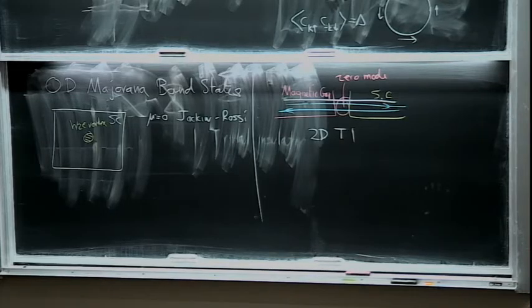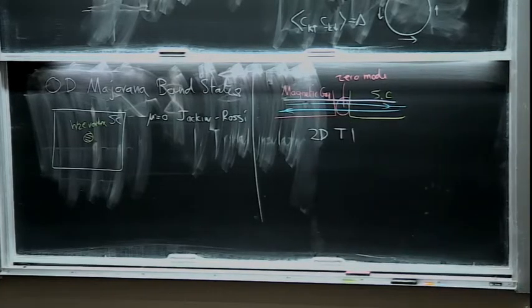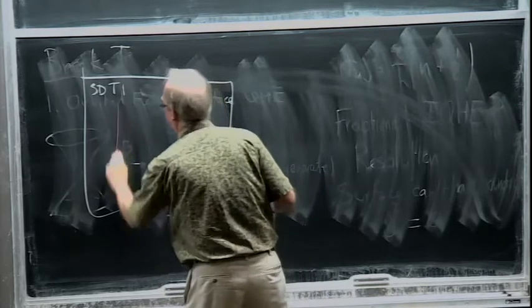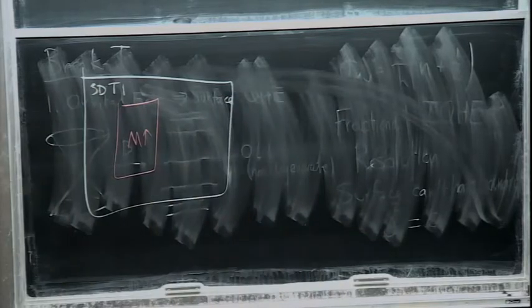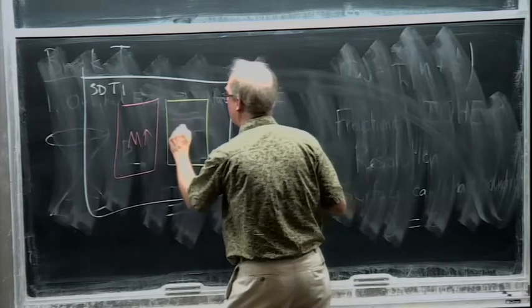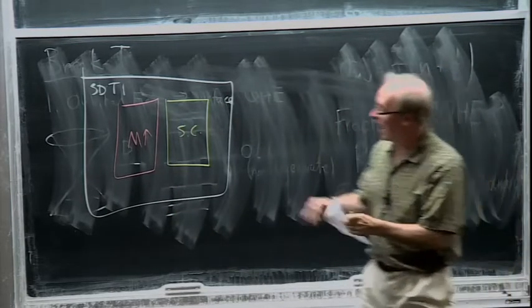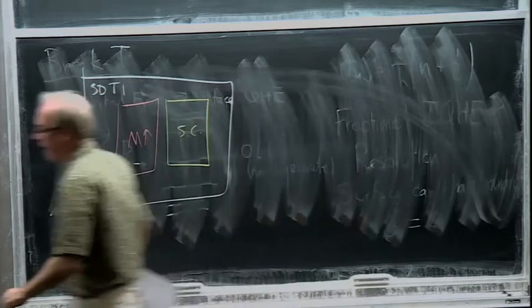And let me just show you one version. Let me show you the version of this on the surface of a three-dimensional topological insulator. So I can imagine now I have my 3D TI, and then I can put a magnetic material and a superconductor now. Okay, and so now this is a kind of interesting domain wall. And on this domain wall lives a chiral Majorana mode.